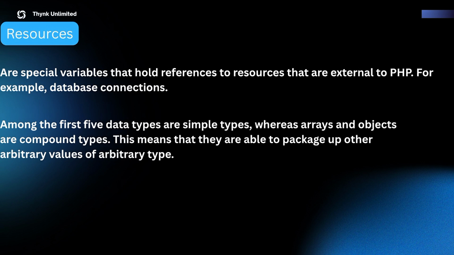Simple versus compound data types. Now that we've covered all the variable types in PHP, it's important to understand how they are classified internally. Among the 8 data types, the first 5, integers, doubles, booleans, null, and strings, are known as simple types. These types hold single standalone values. For example, a string like "hello", a number like 42, or a Boolean value like true are all simple because they represent one individual piece of data.